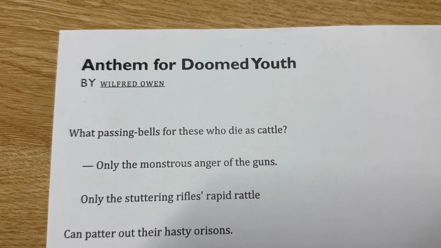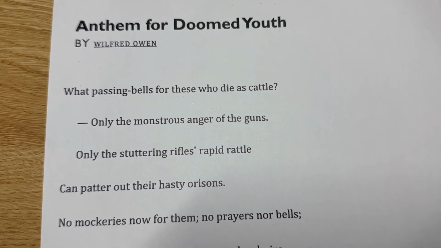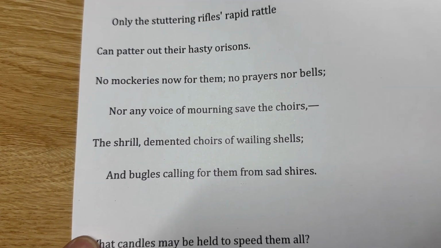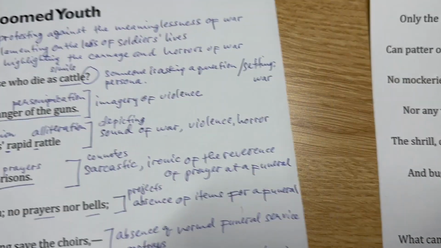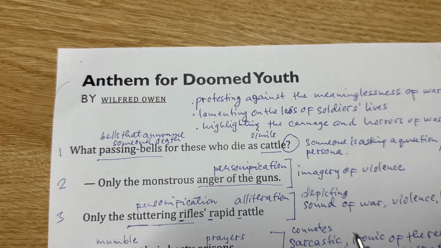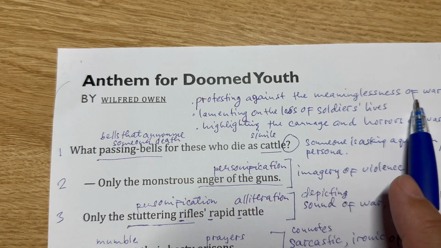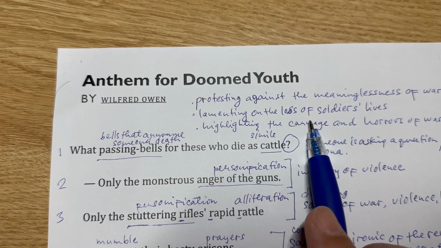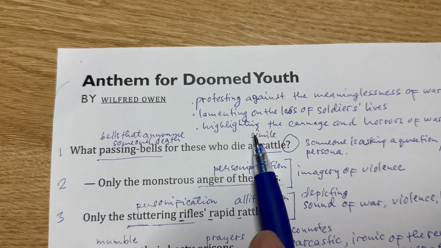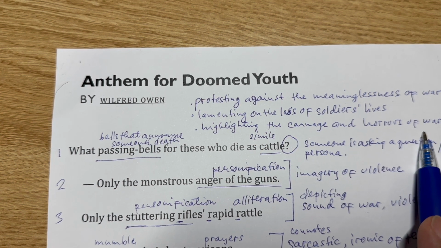Our analysis of Wilfred Owen's Anthem for Doomed Youth rests in the interpretation that we have created, that it is a poem that protests against the meaninglessness of war. It laments the loss of soldiers' lives. It highlights the carnage and the horrors of war.